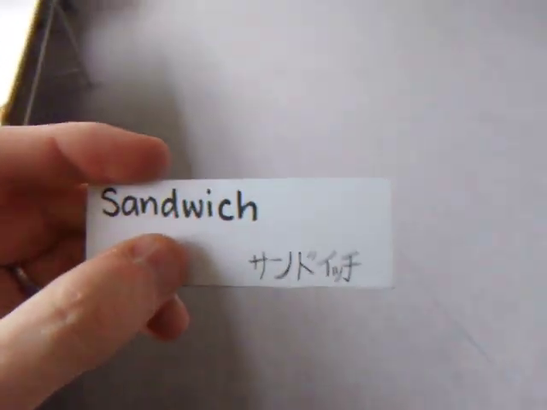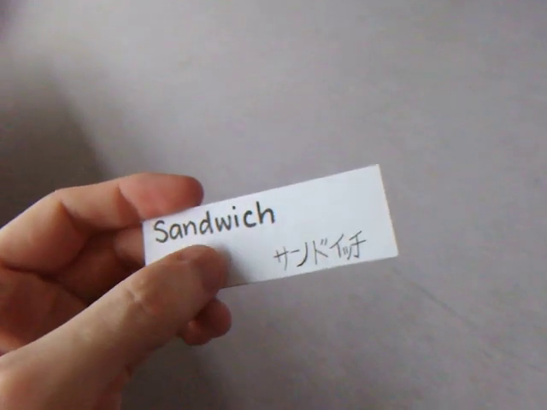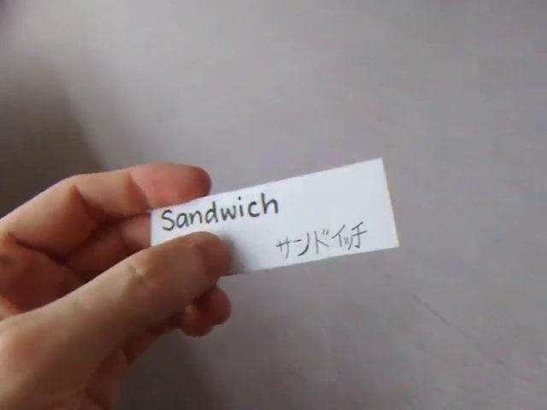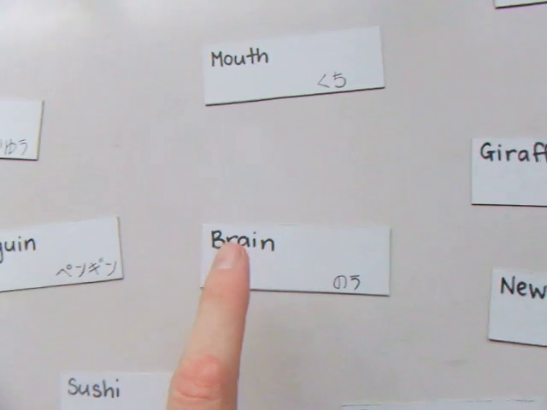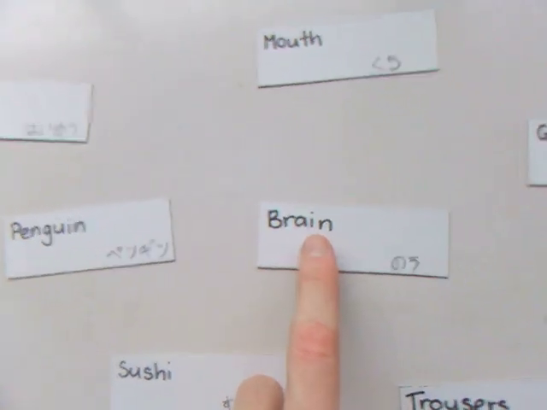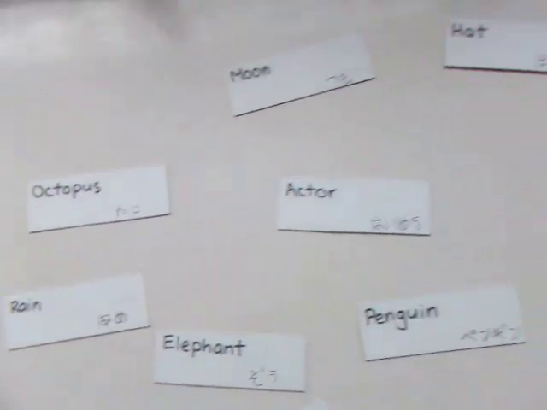So for example, it's a food. It has bread, or it has 2 pieces of bread. It has cheese in the middle. Oh, sandwich. Some are very difficult. You know, it is a body part. It is in the head. It thinks. I deliberately made some very easy and some very challenging.